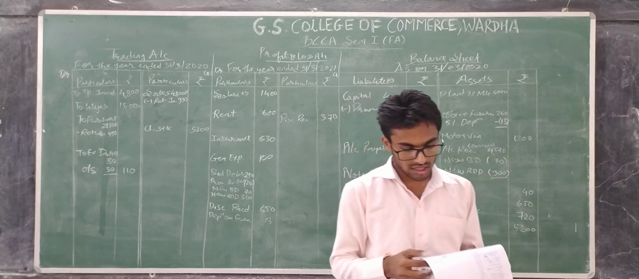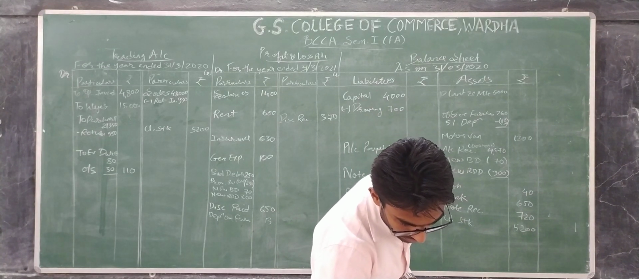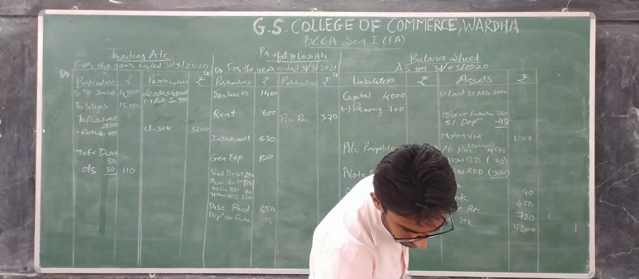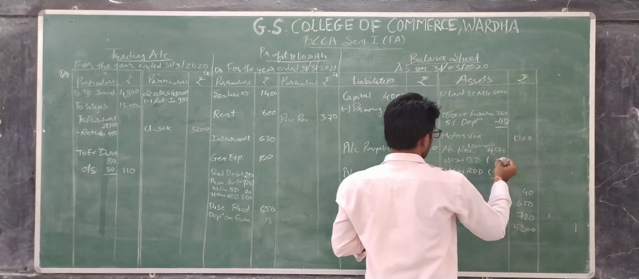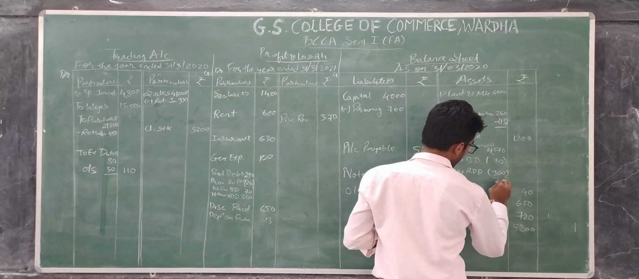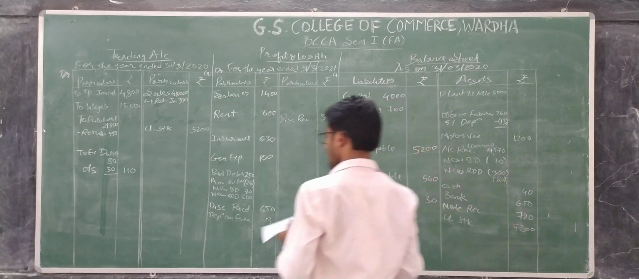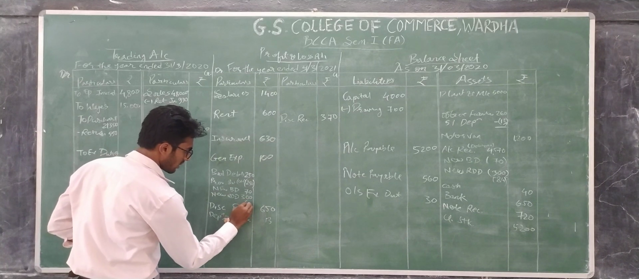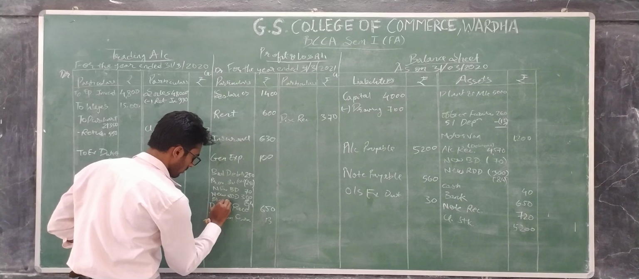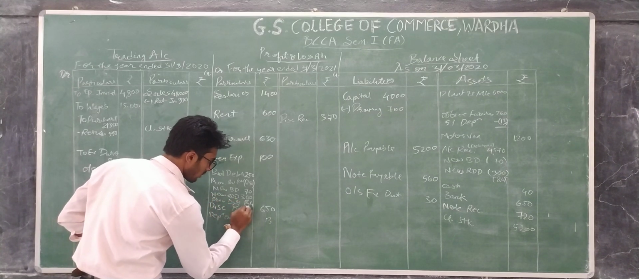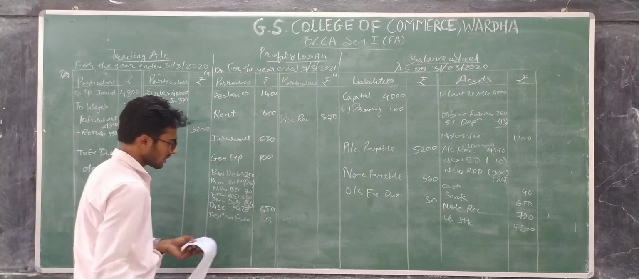So 2% of the debtors I am taking from the book, and that one will be around 84 rupees. Again, I have to reduce 84 from here, and I have to write 84 here. Okay, 84, and this 84 rupees is my provision for discount. So that is how we have to calculate now this side.